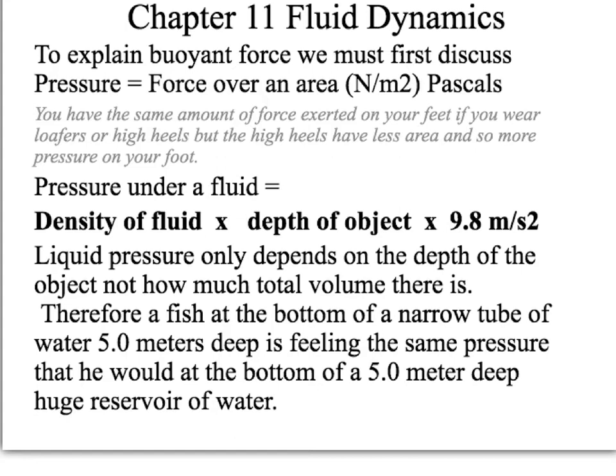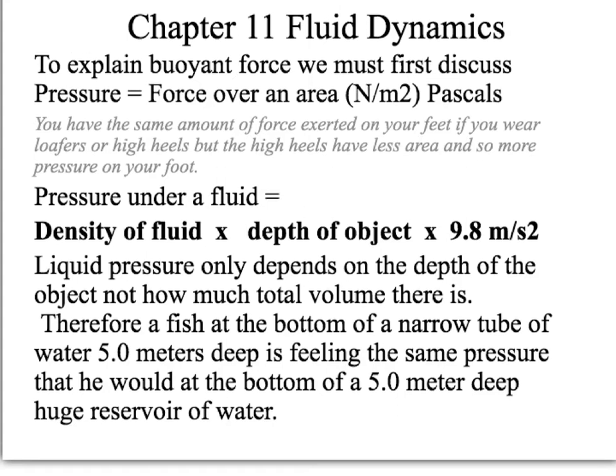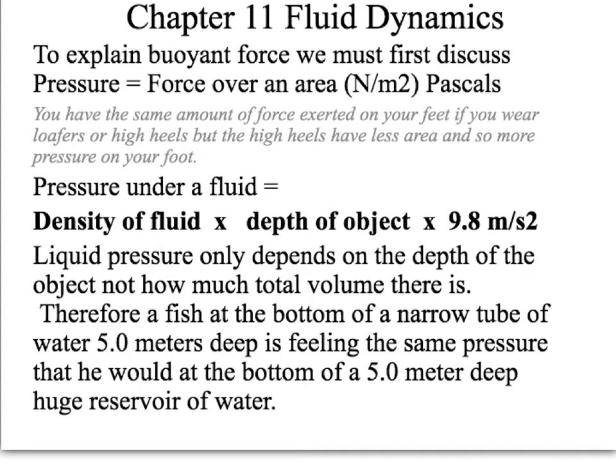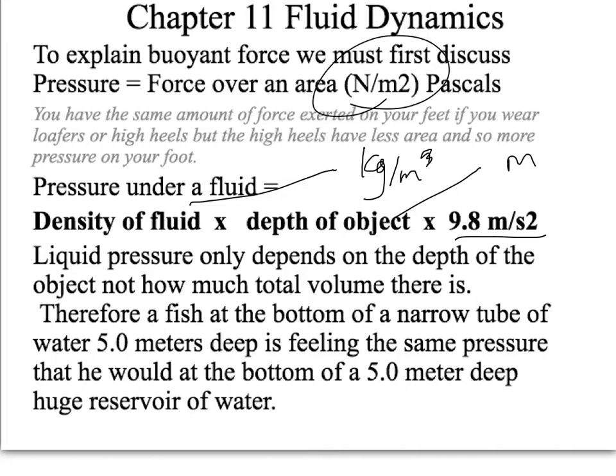Now, to find the pressure under a fluid, you take the density of the fluid, and the units there are going to be kilograms over meters cubed. The depth of the object in meters, and then the gravitational pull. And if you look at those units, you're going to get newtons over meters squared.